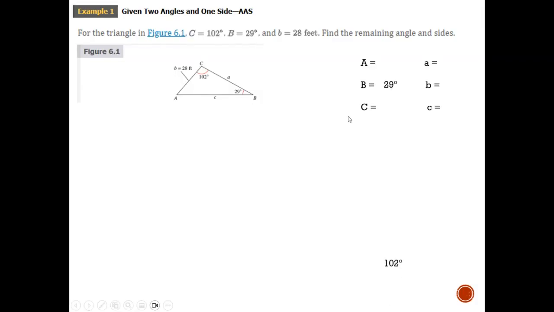B is 29, I put that in. C is 102, I have that. Little b is 28. Okay, so what do we need to do? We need to find angle A, and then we need to find the side lengths A and C.